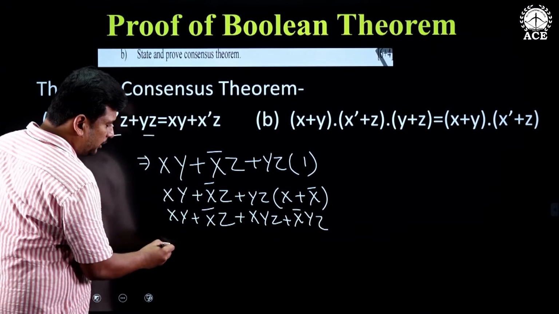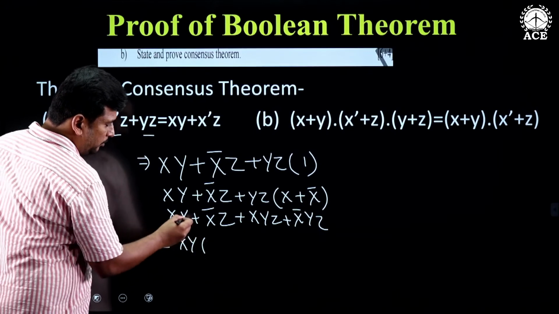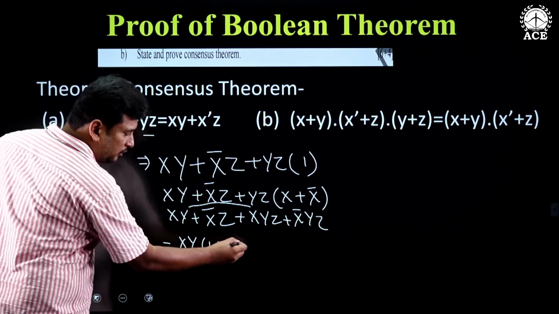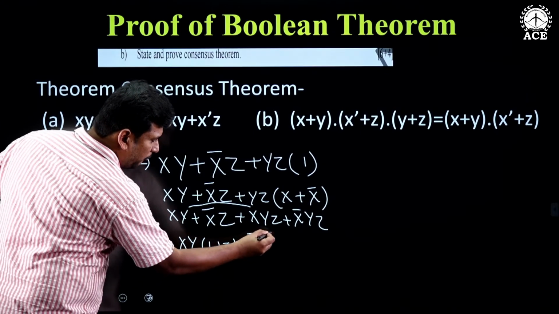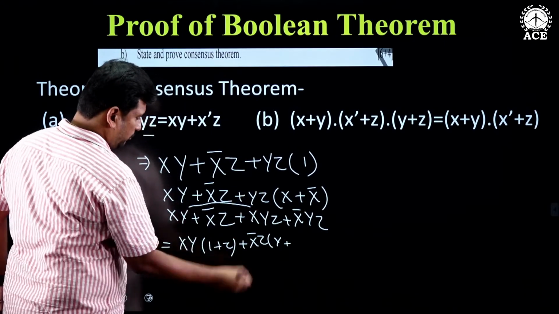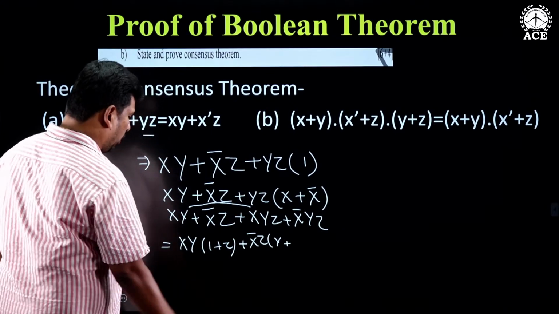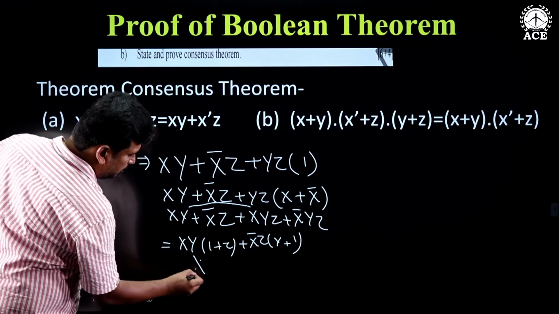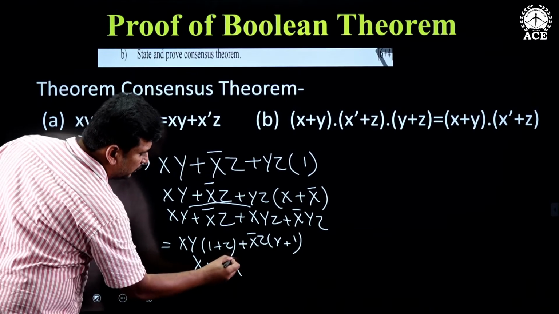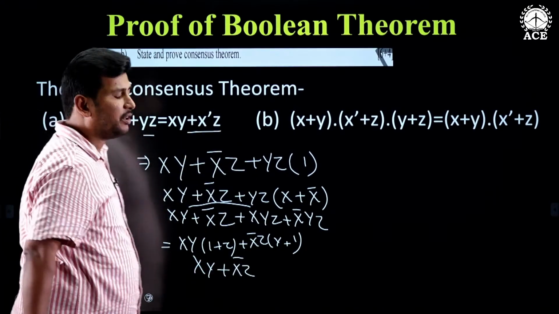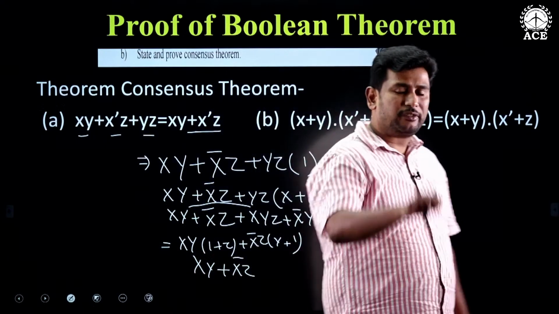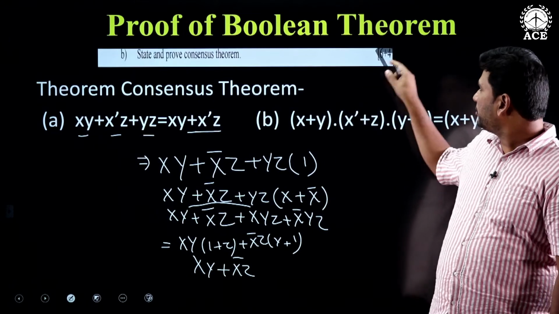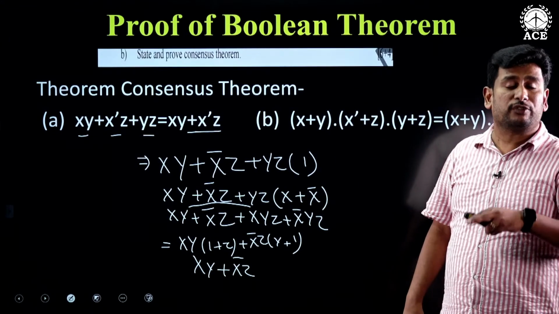So you have common terms. Take xy as common between these two. So you have 1 OR with z, and then you have x complement z. You have y plus x complement z in common, and 1 OR with anything is 1. So what happens is we have the term xy, and we are left with x complement z, which is your right hand side. So we started with 3 terms, but we ended with 2 terms. This is a question which was asked for 6 marks in a recent university exam.